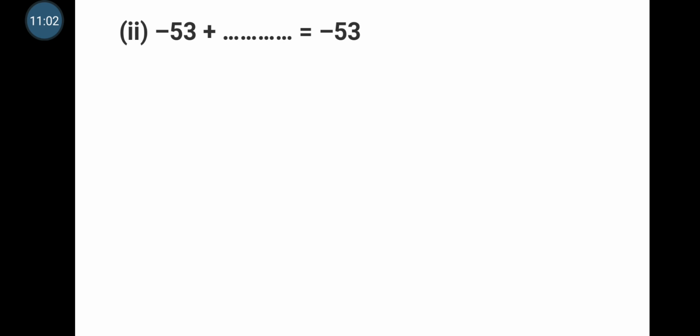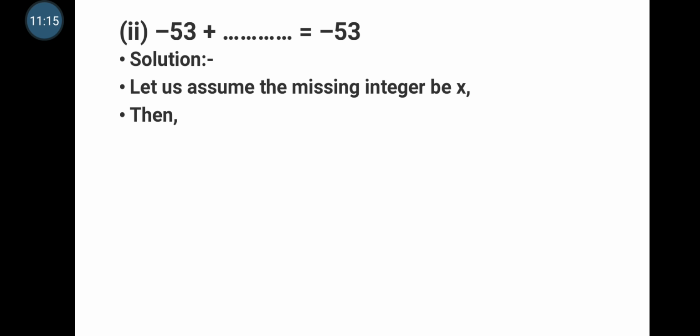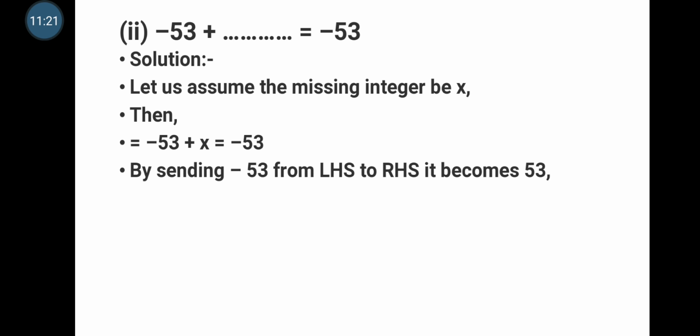In the same problem, second subdivision: minus 53 plus dash equal to minus 53. So minus 53 on the LHS. To that, if you add something, you will get minus 53 itself. Okay, let us take that blank as x. So x we will put it there. So we want x now. Along with x, whatever number is there, you take it to the other side of the equal sign.